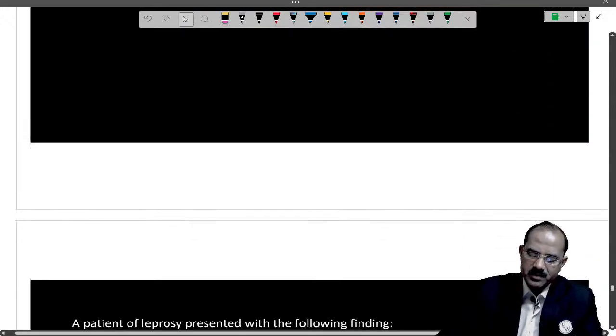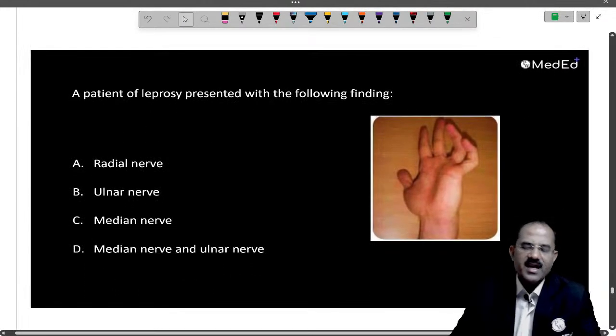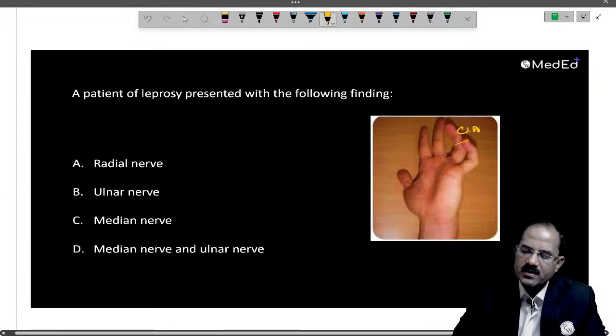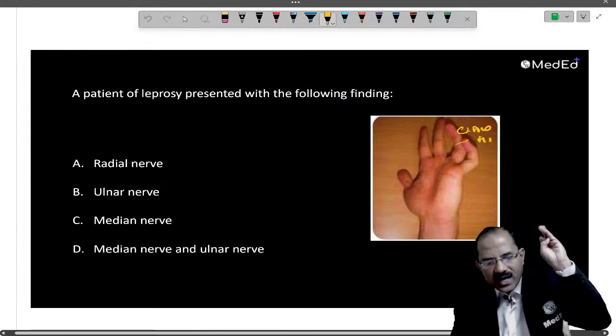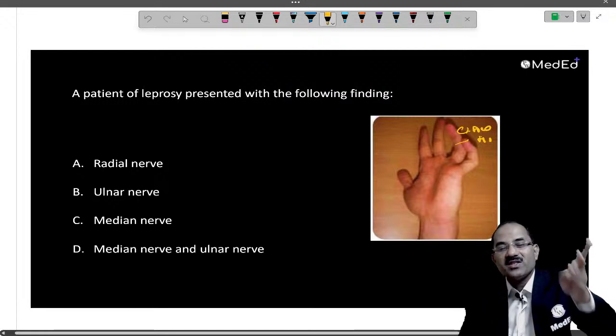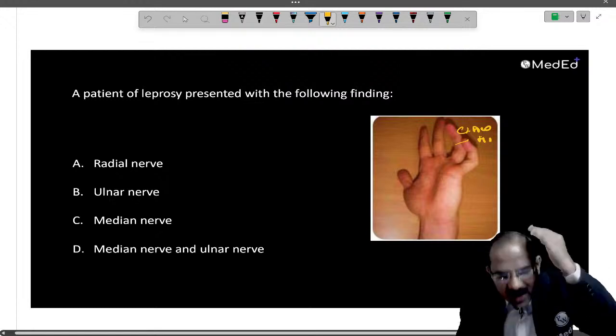Perfect. Come on, students. A patient with leprosy presented with the following finding. Yes, so this is the claw hand. Can you identify this? This is the claw hand of the last two digits, which are the muscles whose paralysis results in claw hand.